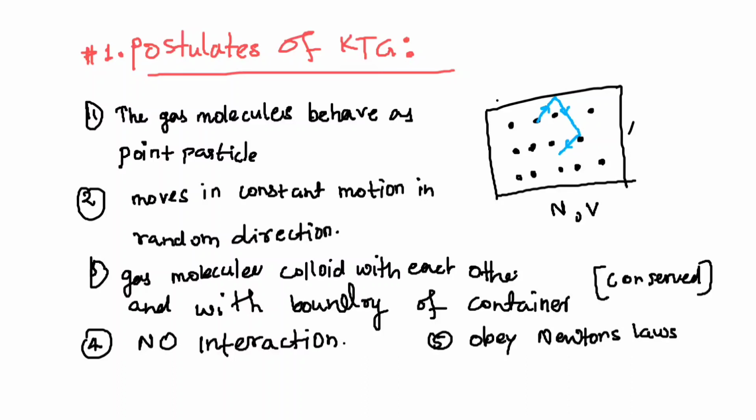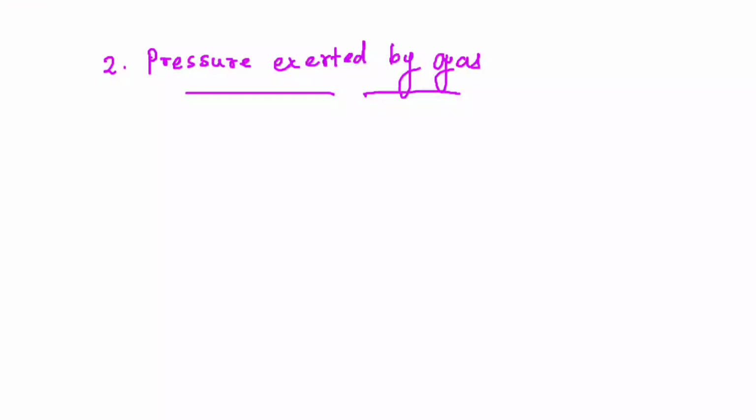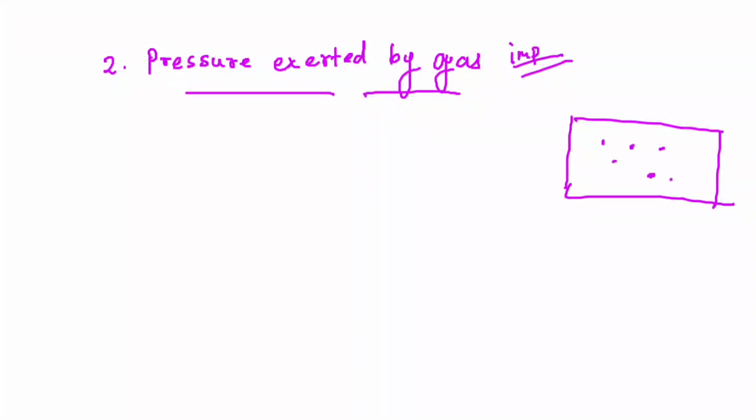So let's move to the next topic. The next topic in this chapter is pressure exerted by gas. This is a very important topic. We already considered the container like this, with a large number of gas molecules. We have also seen that these gas molecules will collide with each other and also with the walls of the container. This collision will lead to the pressure. So the origin of the pressure is this collision.